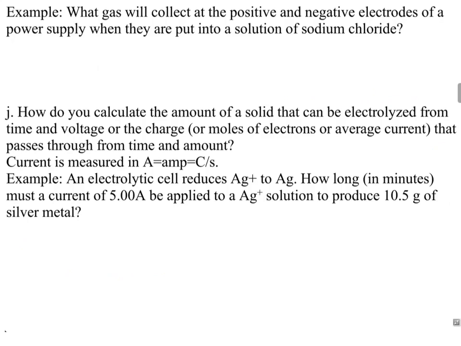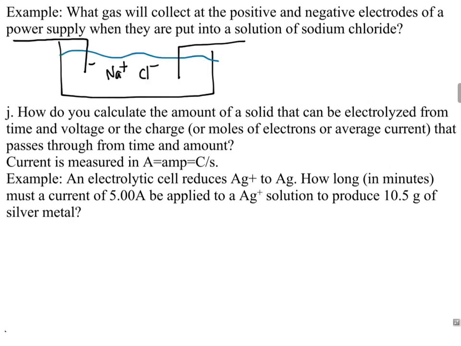What gas will collect at the positive and negative electrodes of a power supply in a solution of sodium chloride? So the sodium is positive, so it's attracted to the negative electrode, and it'll get reduced by those electrons, turn into sodium metal. The chlorine is attracted to the positive electrode because it's negative. It'll lose those electrons and turn into chlorine with zero oxidation state, which is diatomic, so it's Cl2.